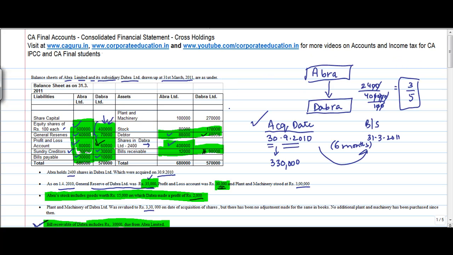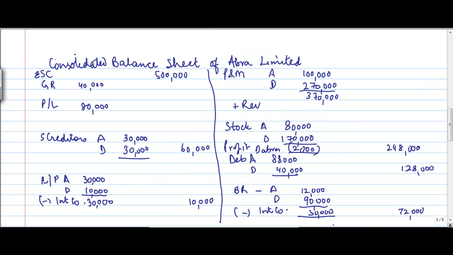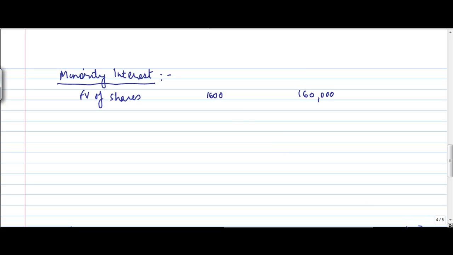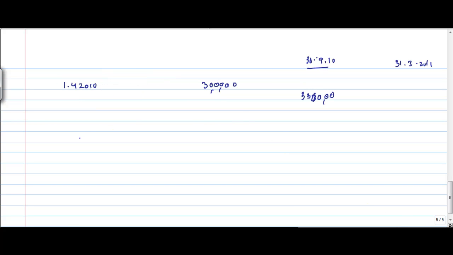on 1/10/2010. And on 31/3/2011, what is the value? The value in the books is 2,70,000. Now, if you note, what happened is that on 1/4/2010, the value was 3 lakh. End of the year, the value is 2,70,000.